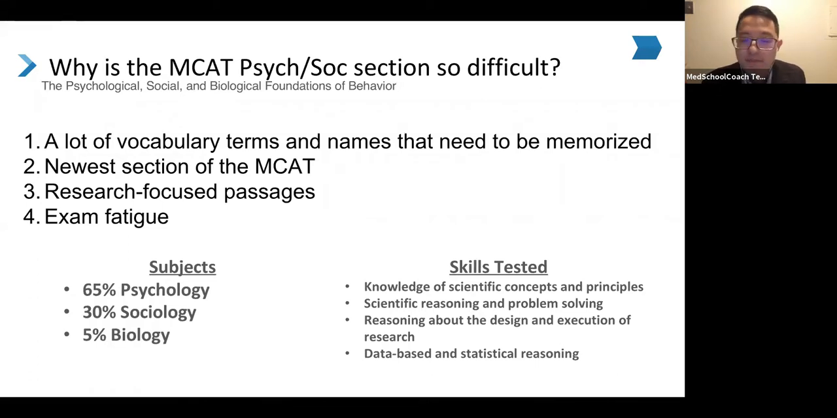And the psych-soc section, being the newest section of the exam, there are the fewest number of practice questions available for this section. So we know a good amount about what the MCAT wants students to know for the psych-soc section, but right now we don't have really all of the information that the MCAT wants students to know. So that can make it a little challenging for students with this section to figure out what are the terms and names that they do or do not need to know for this section. Another aspect, of course, is research-focused passages.